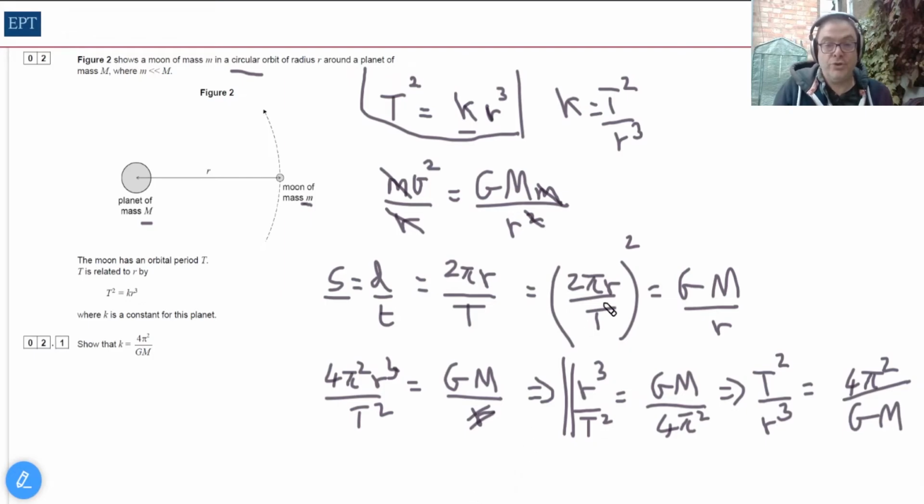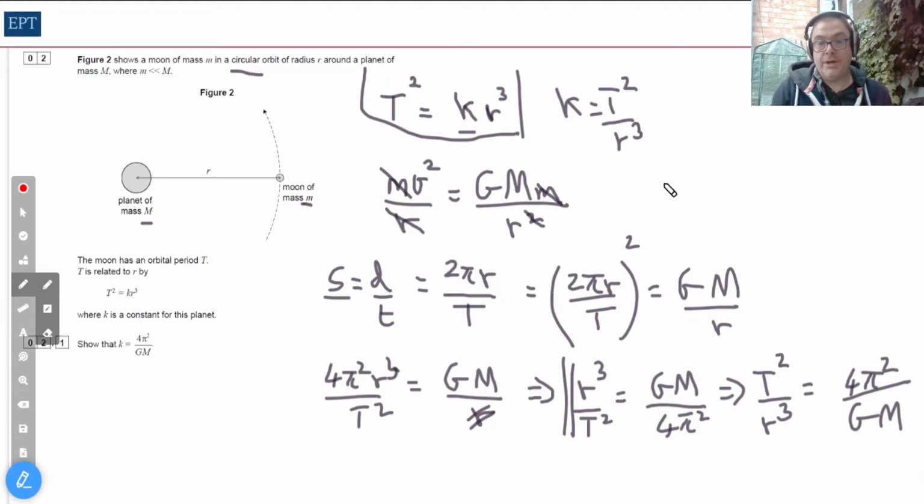Now of course you could do a slightly different approach to this question, which would be to remember that centripetal force is not only mv squared over r, but it's also m omega squared r. And that will lead you to some very dark places. No, it won't. It will just lead you to the same answer.